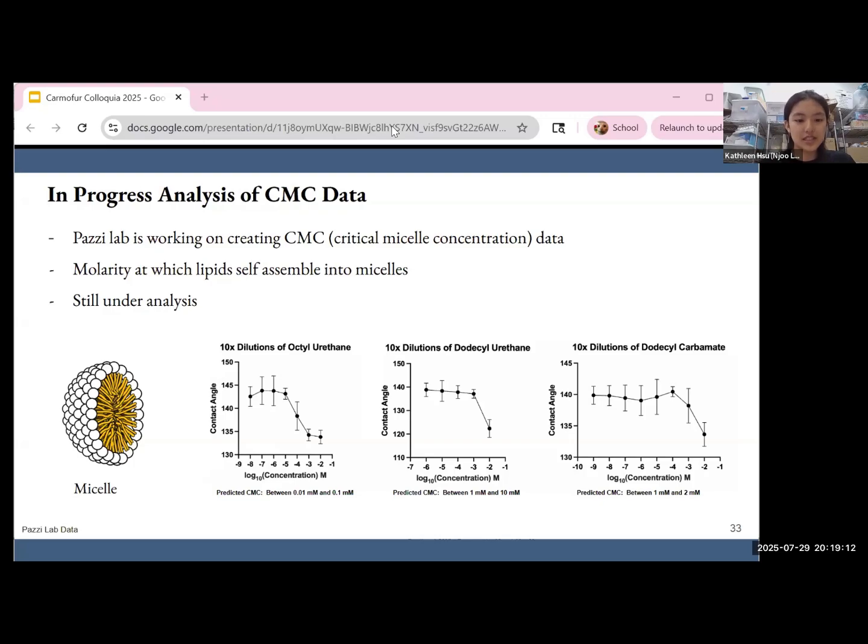So to calculate the CMC, as you can see in the graphs, the POSI lab is measuring the contact angles between the GUVs and the slides. When you see a sharp change in the contact angle, as you can see in the 3 graphs, you would find the point of inflection, or estimate it, to find the CMC.